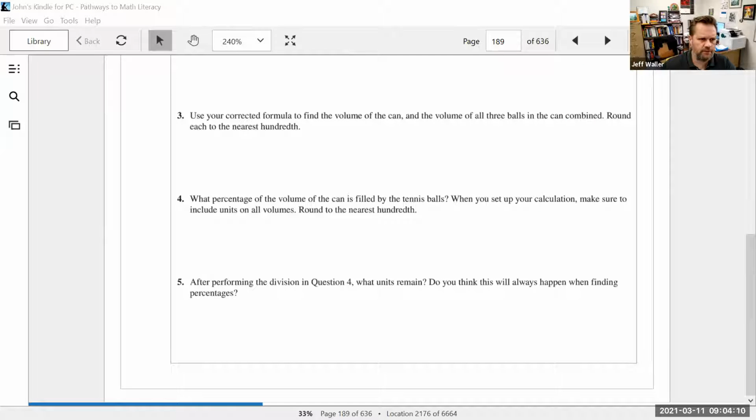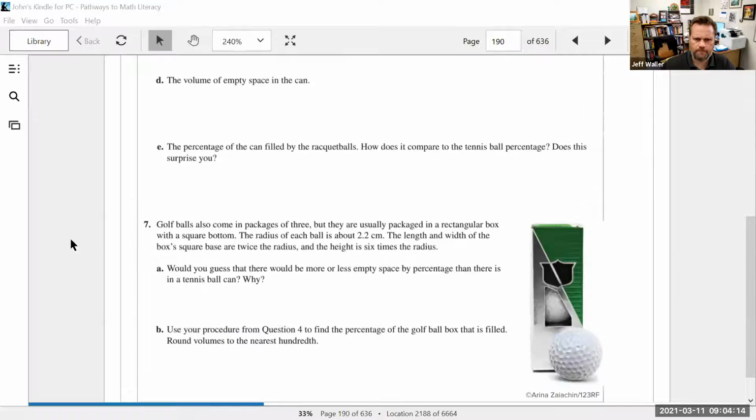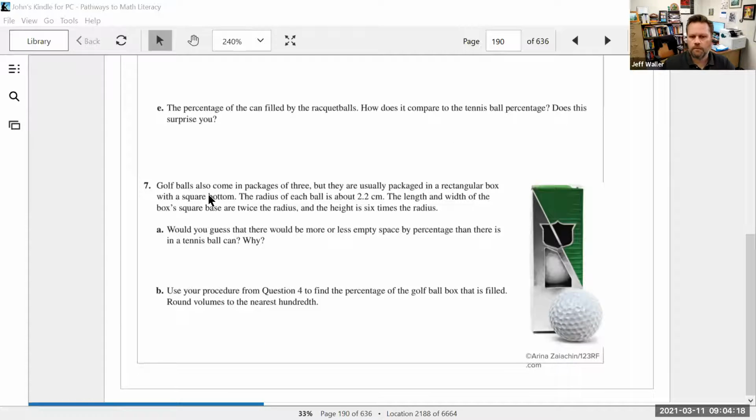All right, number 7 in the same section, 7A. So the first problem we do in this section is tennis balls, three tennis balls in a cylinder. The second problem is racquetball, a smaller cylinder and a smaller set of balls. This is a horrible picture, but your percentage for part E should be the same, because the balls got smaller and the can got equally smaller. They're the same shapes inside the same shape, so this percentage should equal the earlier percentage.